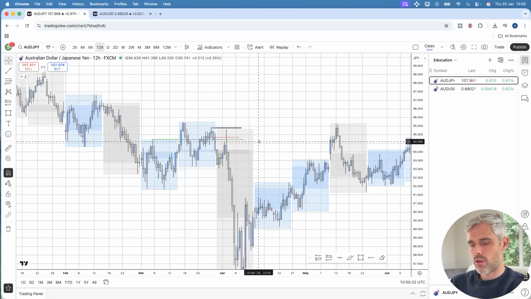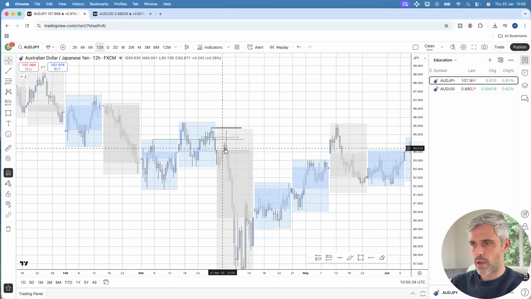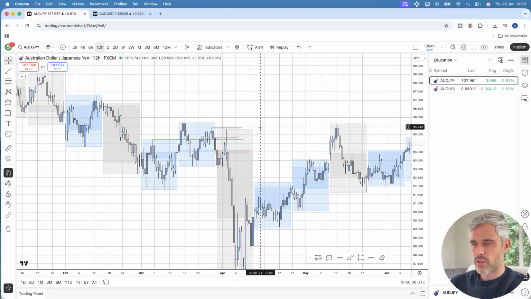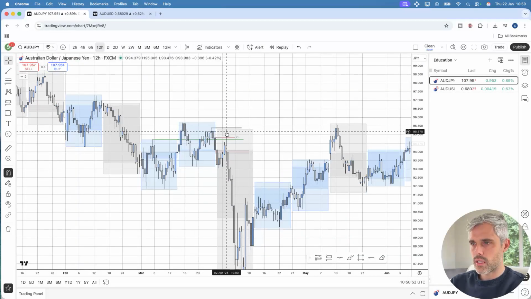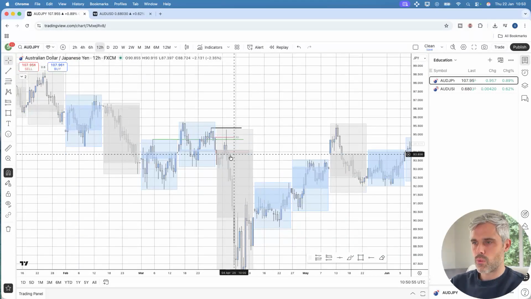So that's the theory of setting your stop loss in places that make sense, but there is more to it. So let's get into a very quick bit of theory. What is stop loss placement? The definition is that systematic process of positioning your protective stop at a level that invalidates your trade idea while giving price room to move naturally. So in this example, this is exactly what we did.